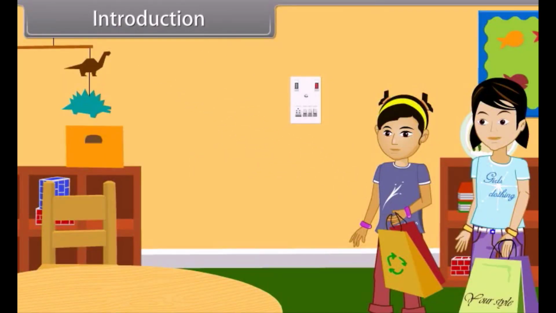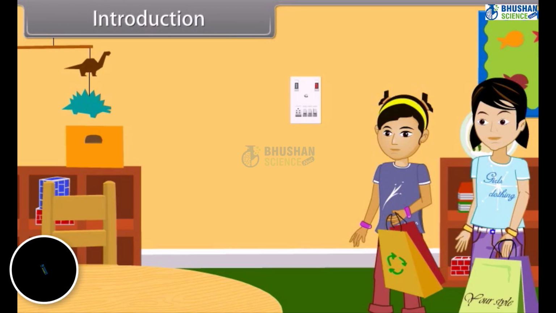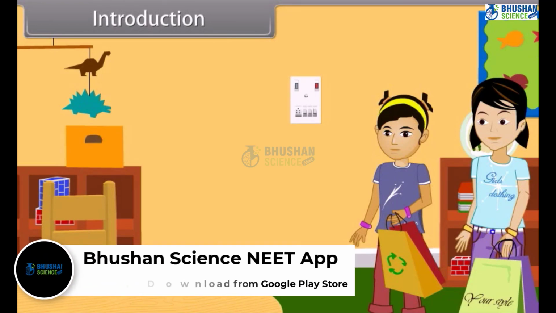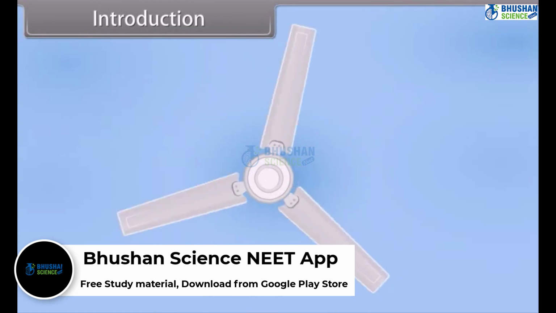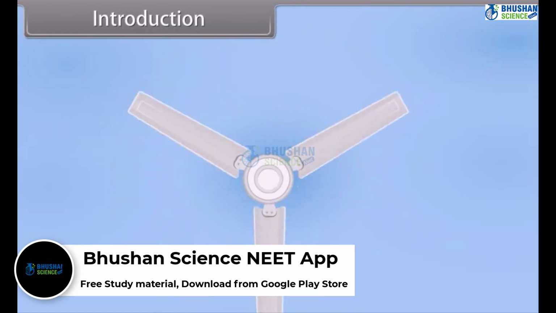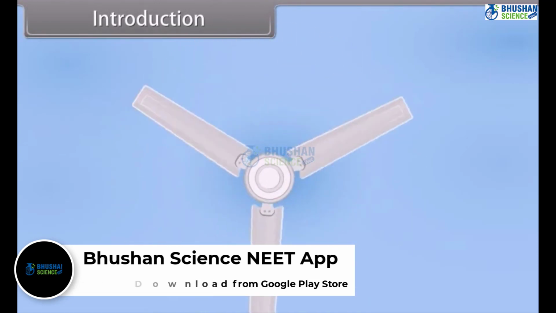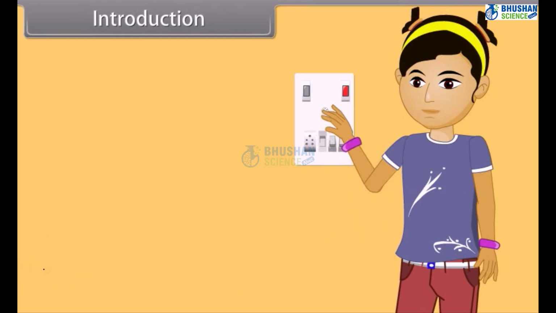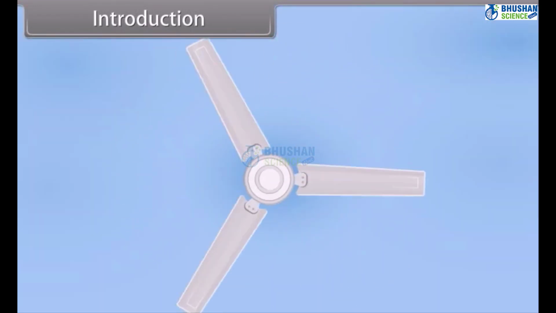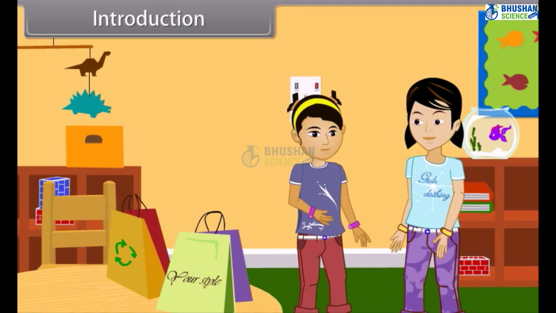Today, Aarti and Rachna went to the market and then returned home. Aarti switched on the fan and the bulb. The fan was running at low speed, so Aarti rotated the regulator of the fan to its high speed. Rachna asked Aarti, how did the speed of the fan increase as you just rotated the regulator?